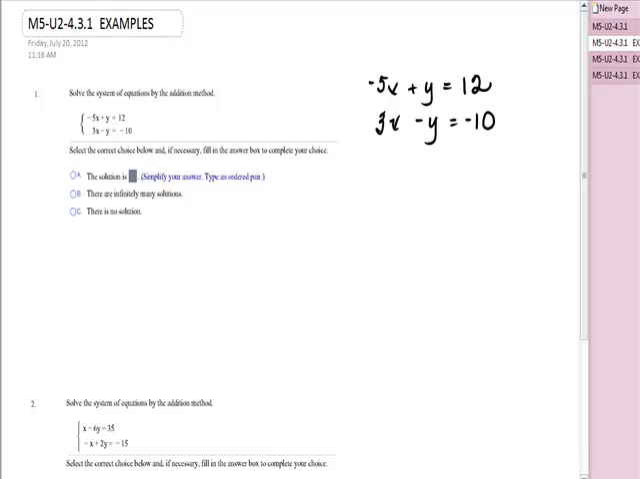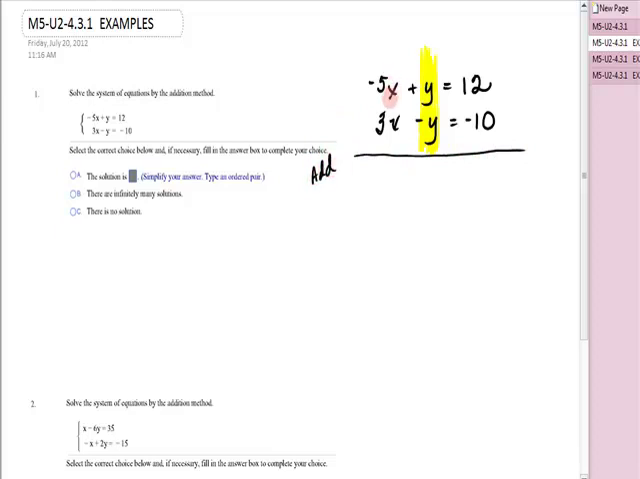So just like with substitution, we needed a certain thing for it to be ready. In substitution, we needed either an x equals or a y equals. With the addition method, we need either the x's or the y's, one or the other, to have opposite coefficients. So we'll be looking for that to see if the system is ready. Well, this one is ready, so we will add.